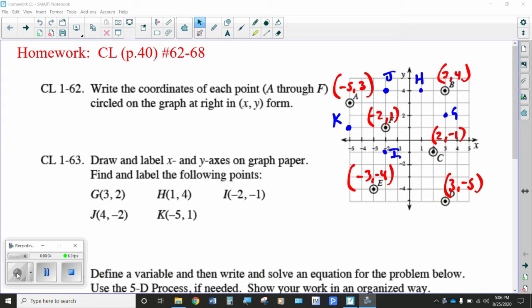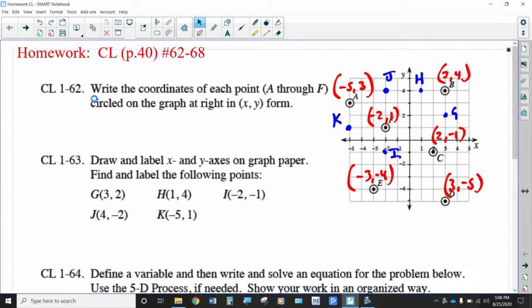Alrighty, let's check and see how you did on the closure problems for chapter 1. Problem 62 and 63 both have to do with this coordinate grid. For problem number 62, we have a series of points. You got point A, point B, C, D, E, and F, and you were to identify the coordinates of each one of those points. So just take a look at what you see in red here.